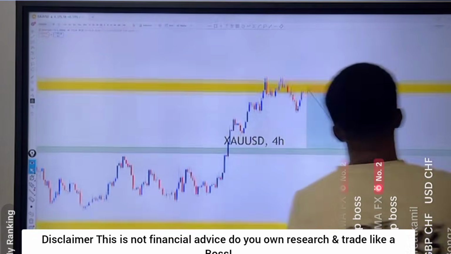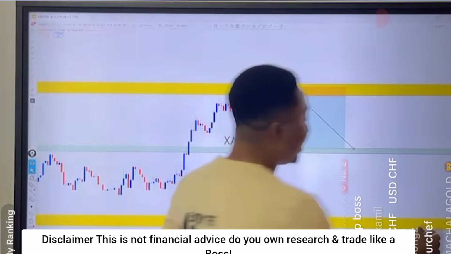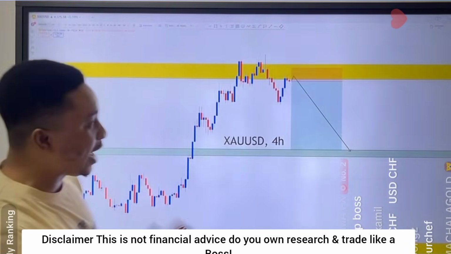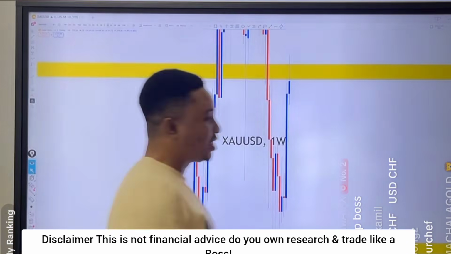Alright, so gold is up next. Now with gold, we are looking for a selling opportunity. Why do we want to sell the XAUUSD? Let's go back to the weekly and start with the explanation.